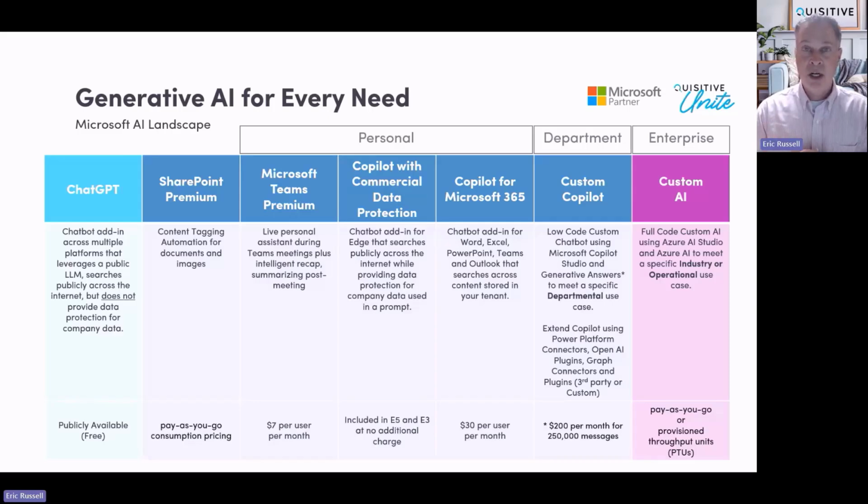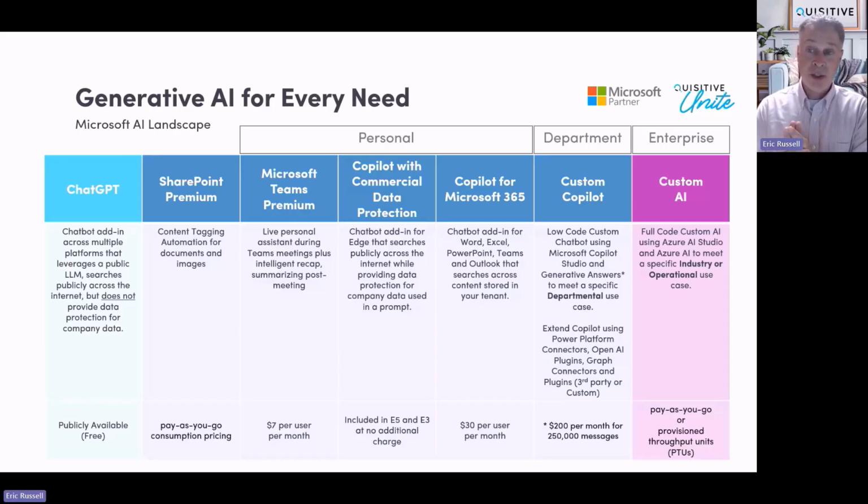Two very, very good capabilities of AI within the Microsoft platform. Both of them are called Copilot, but they use different data sources to answer the question. Again, Copilot with commercial data protection is going to use the web. Copilot for Microsoft 365 is going to use your data that is in your Microsoft 365 tenant.